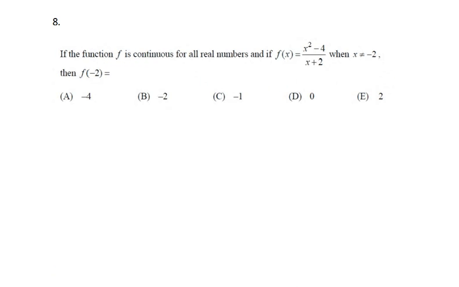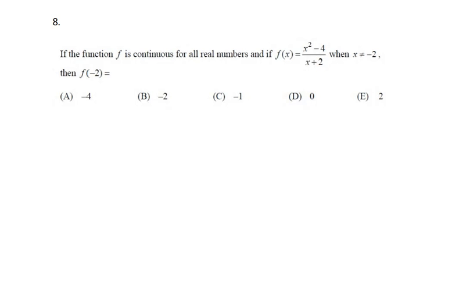In 8, we're asked if the function f is continuous for all real numbers and f of x is x squared minus 4 over x plus 2 when x is not negative 2, then f of negative 2 has to be what? We know right away that x equals negative 2 is going to make the denominator 0. So assuming that that's a removable discontinuity, how can we redefine the function at x equals negative 2 to fill in that hole?